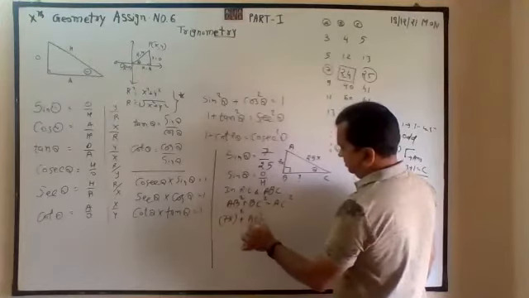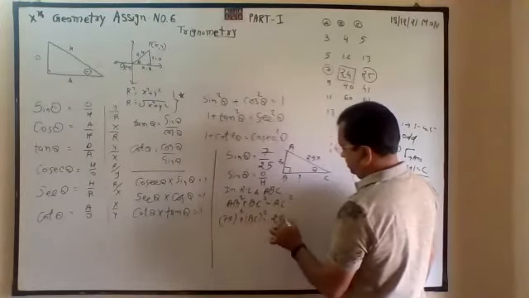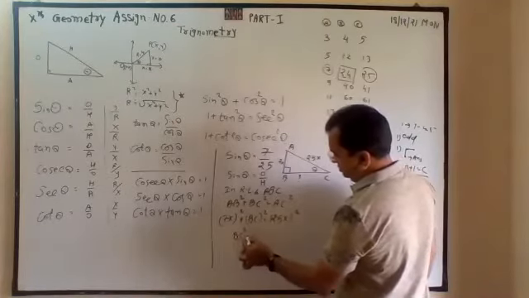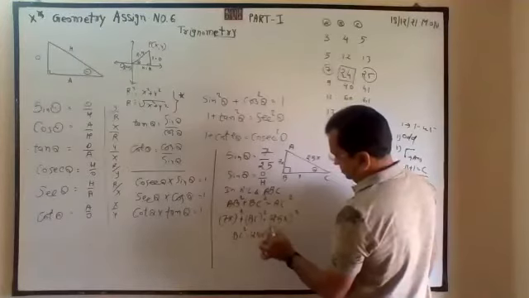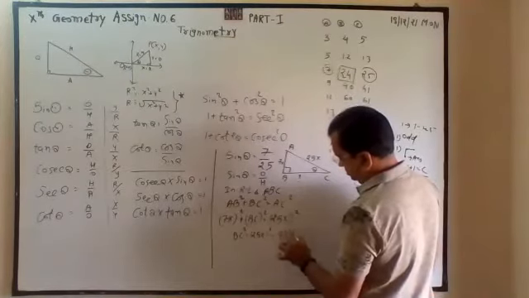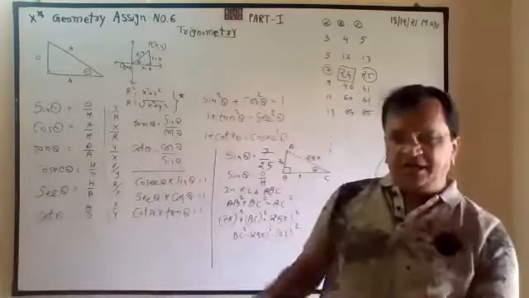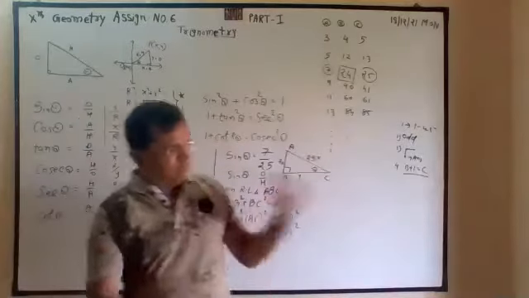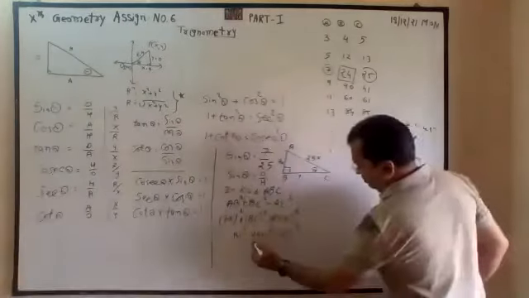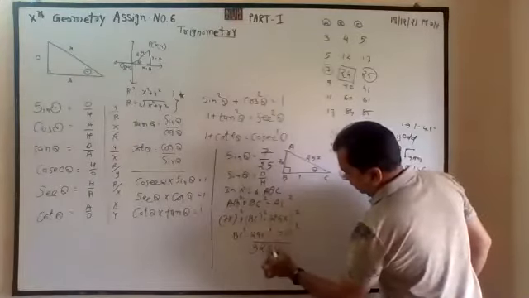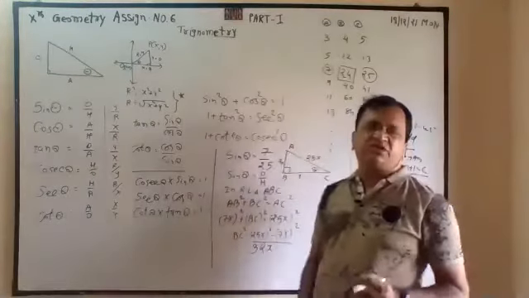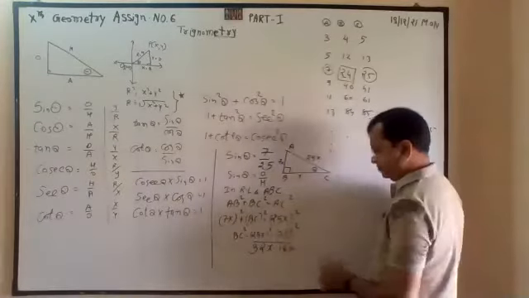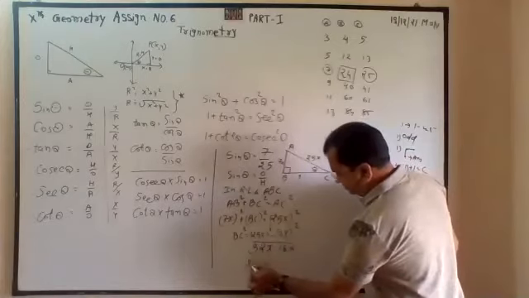AB square, BC square, correct? So BC square is equal to... again an intelligent calculation. When a square minus b square is given, a plus b, one time plus, so the one time plus will be what? 32x. One time difference, so that is 18x. So this is x square.